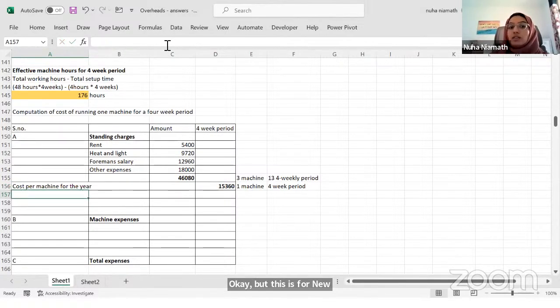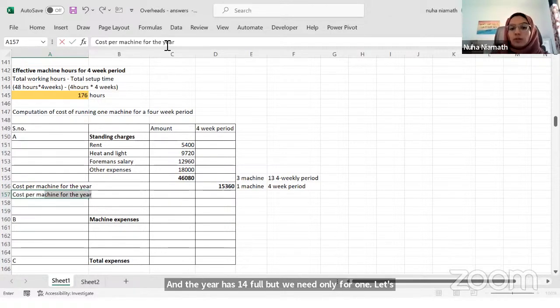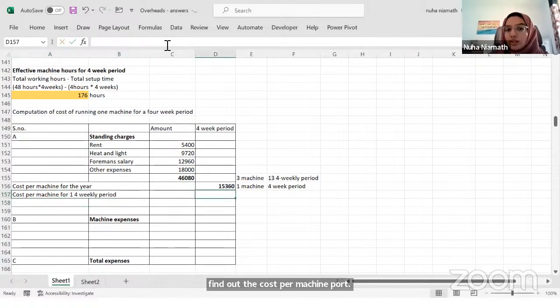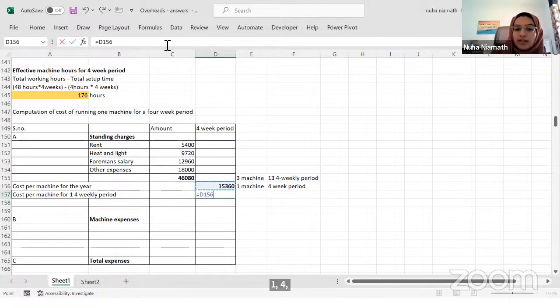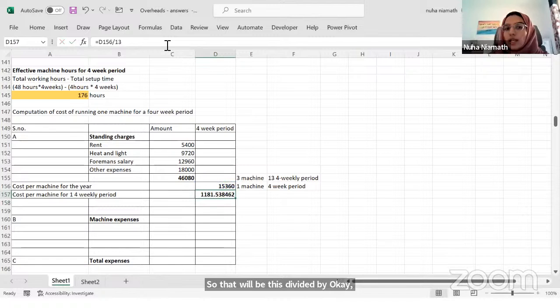And the year has 13 4-weekly periods, but we need only 1 4-weekly period. So let's find out the cost per machine for 1 4-weekly period. That will be this divided by 13. So we get 1181.54. Is this clear, everybody? How we came up to 1181.54?